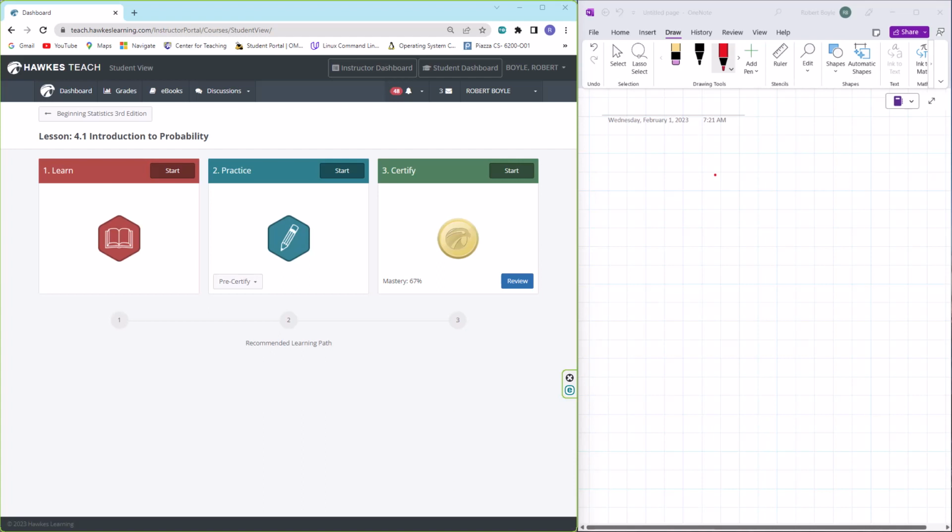As before, I have my Hawks lesson page here, and I have OneNote here where I can do a little bit of writing. And as usual, we have our three components: learn, practice, and certify. I will be going through practice. Just keep in mind, practice does the exact same problems as certify does, but it will give you more constructive feedback. However, to complete your homework, you have to certify with getting no more than 3 questions wrong before the due date. So let's go ahead and get started.